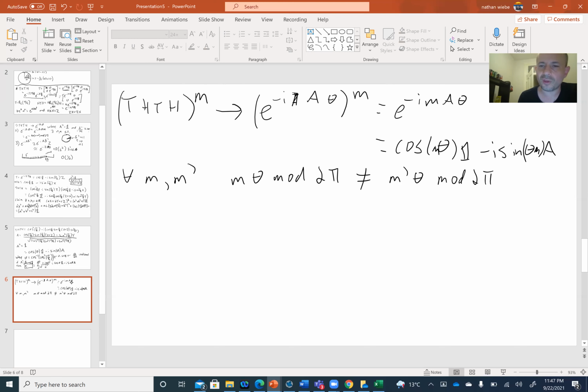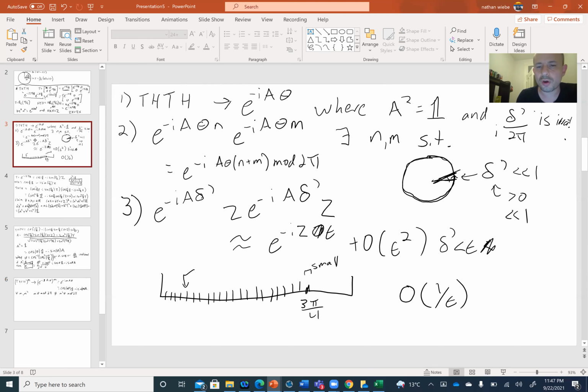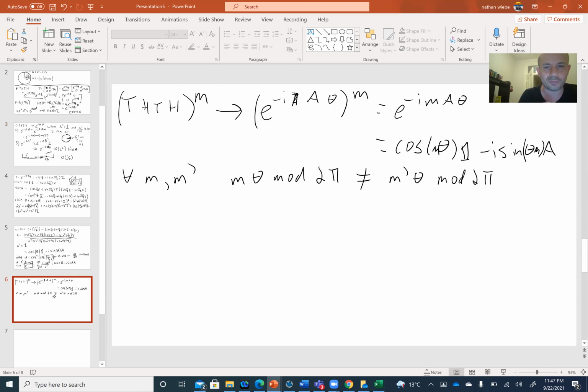But the question is, is it possible to end up having two of them that are close? And in particular, arbitrarily close to zero. We're going to need this in order to show that we can generate the small angle rotations needed for this universality proof to go through. And the answer is we can.